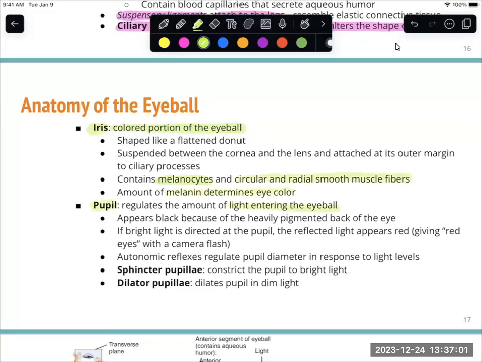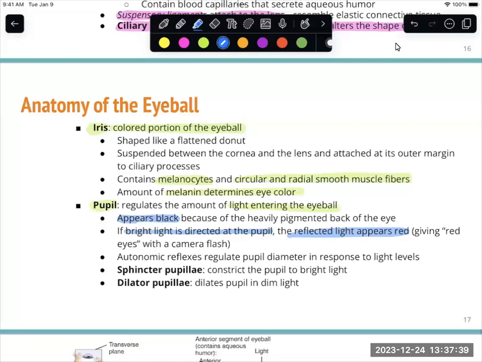As I mentioned, the melanin gives your eye its specific color. But that pupil, back to the pupil, it appears black because light's getting shined into the back of your eye. It's dark back there. That's why it looks black. So if a bright light is directed directly at that pupil, as it reflects off, it gives this red kind of appearance.